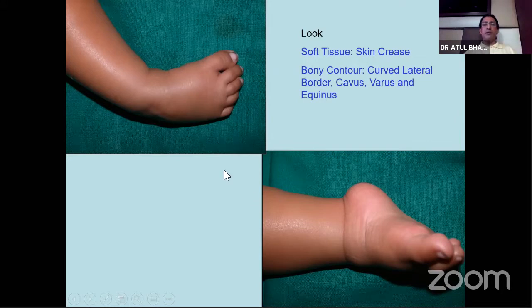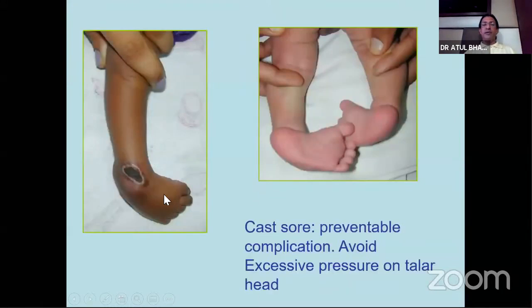Similarly, if you get an older child who's been under treatment, don't forget the skin condition as well. So you can see there's a skin sore there because of poor fitting of the splint. You can see there's an abnormal bony contour here. The lateral talar head is very, very prominent. The toes are pointing inwards. Again, the midfoot is adducted and the hind foot is equinus. And this probably is the commonest case you will get in the exam.